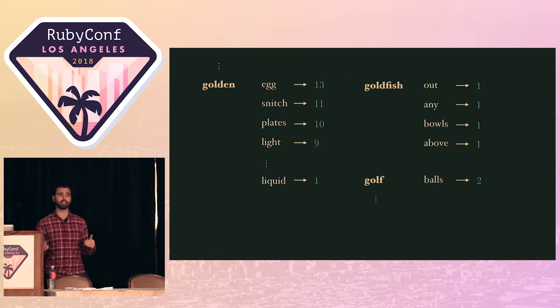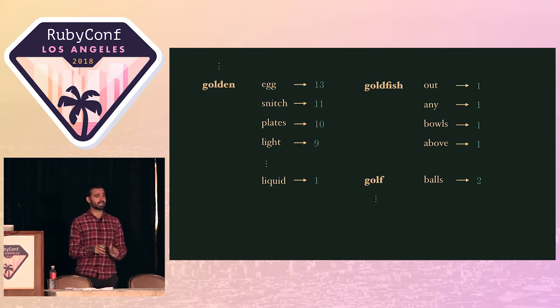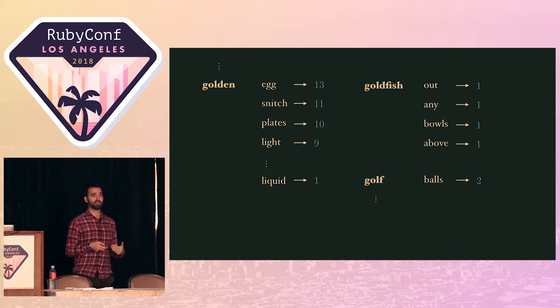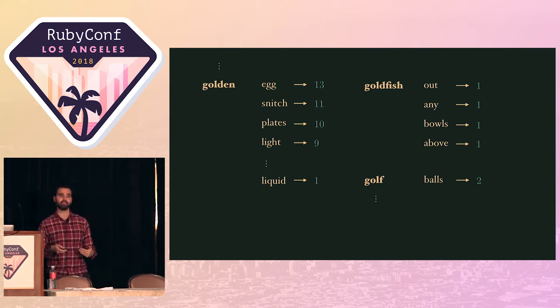So let's first look at the learning stage. Now, the learning stage is actually super simple. All we want to do is basically look at every single word that J.K. Rowling uses in the Harry Potter books and just collect these sort of stats. Yeah? So for each head word, what are the continuations that come after it? And how many times does each continuation appear? So we do it for golden, as we saw, but then for goldfish and golf. And for all the words in the books, that's about 20,000 unique words altogether.